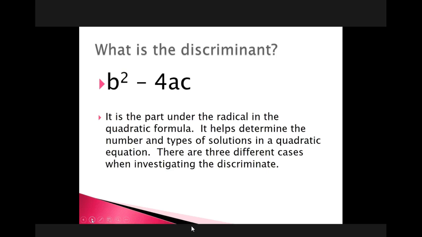Now, as I said, today we're focusing on the discriminant. The discriminant is the part of the quadratic formula under the radical. In the quadratic formula, this is b squared minus 4ac. And the discriminant helps tell me the number as well as the type of solutions in a quadratic equation. There are 3 cases that we are going to investigate while looking at the discriminant.